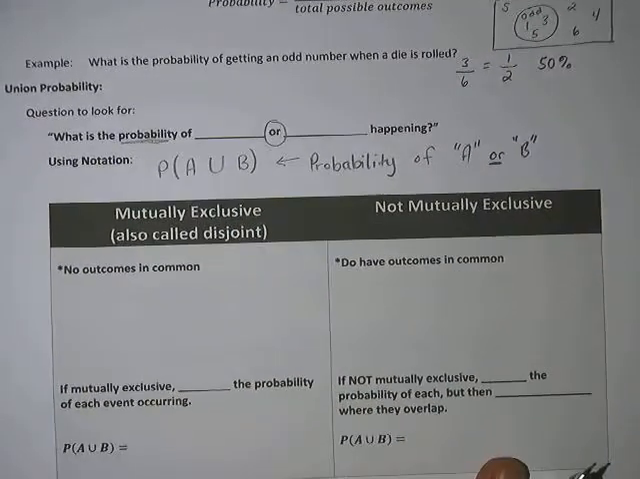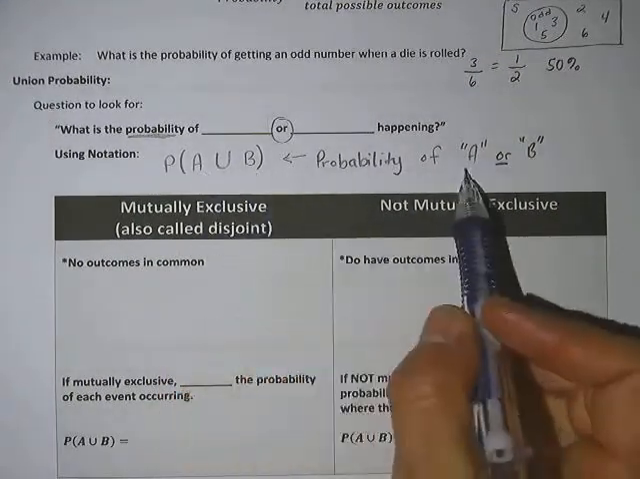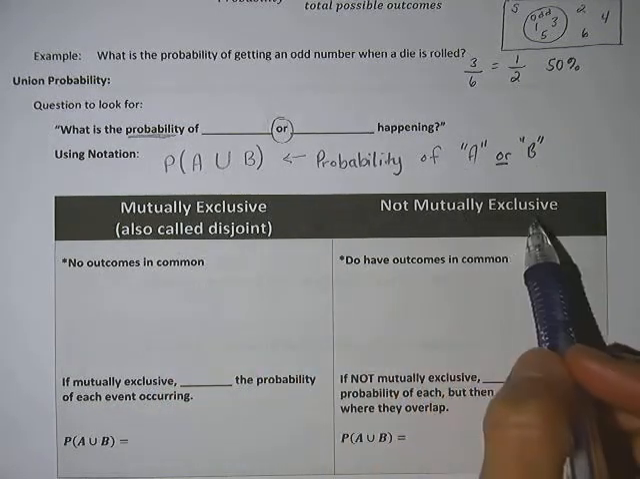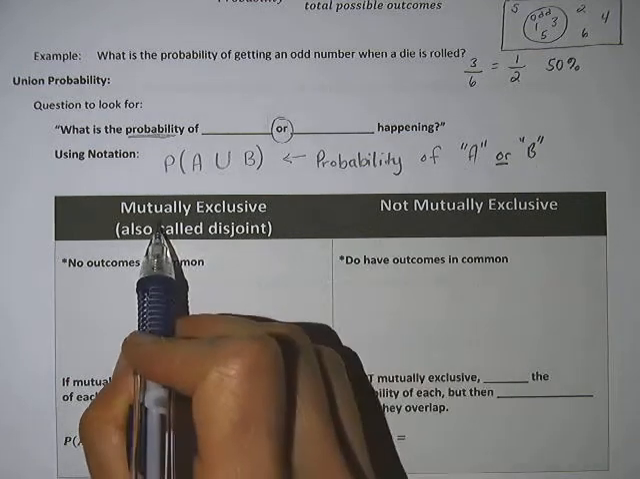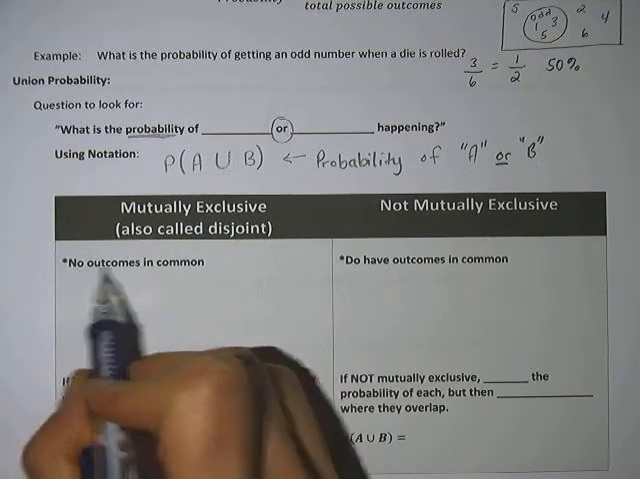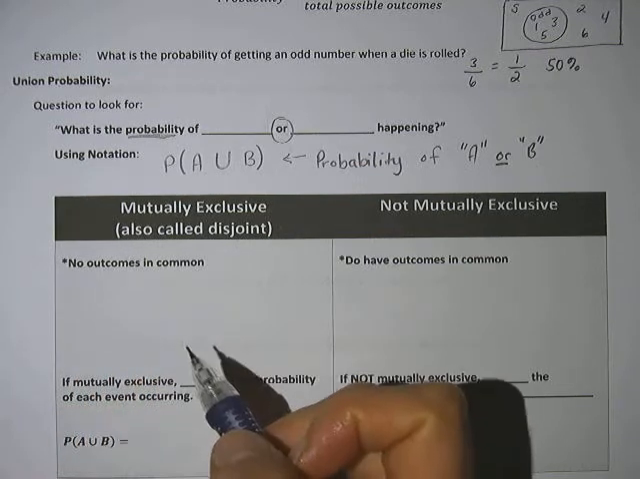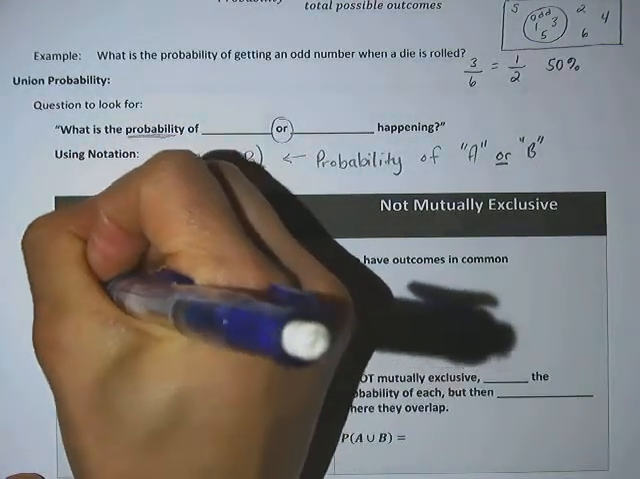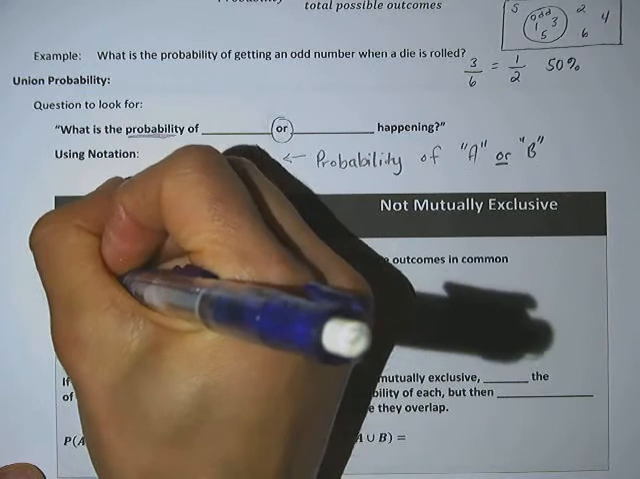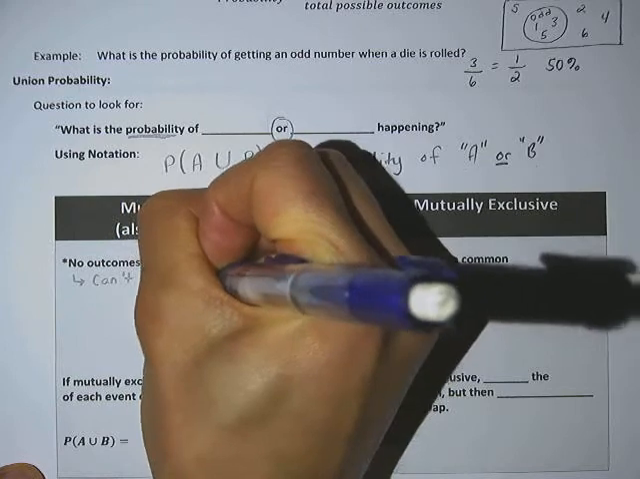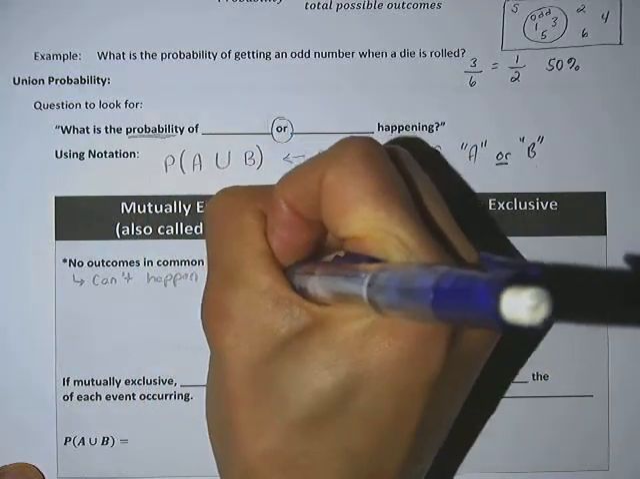You have to decide, are those two events that are mentioned what's called mutually exclusive or not mutually exclusive? If it's mutually exclusive, which is also sometimes called disjoint, then what that means is those two events have no outcomes in common. And so one way to think about it in terms of probability, and I'll put it down below, is it means that these two things can't happen at the same time.